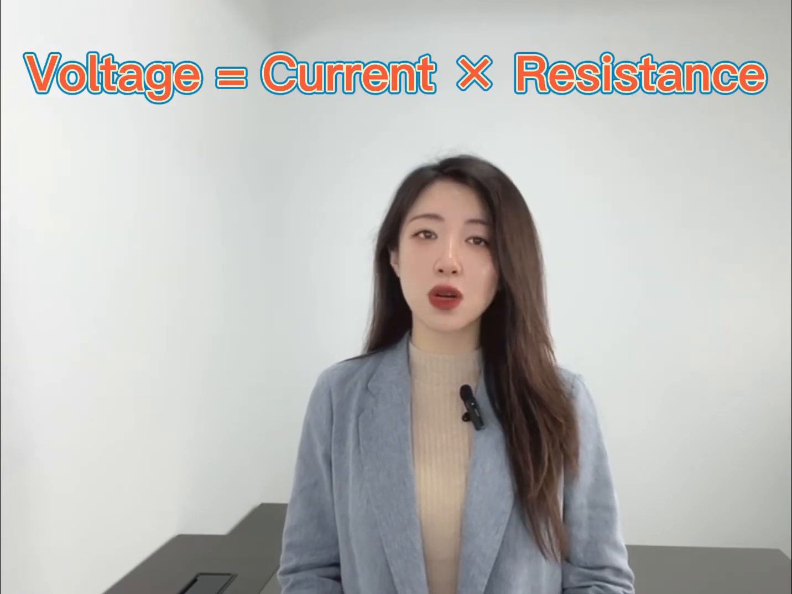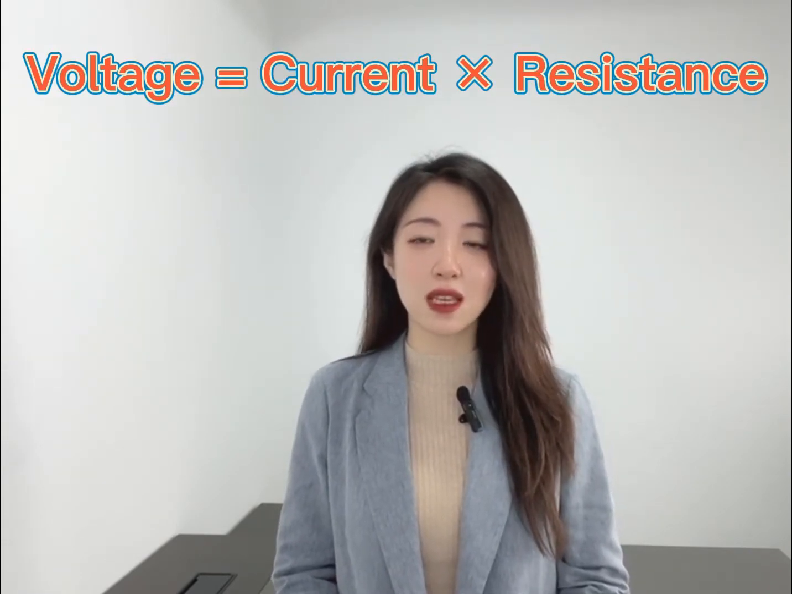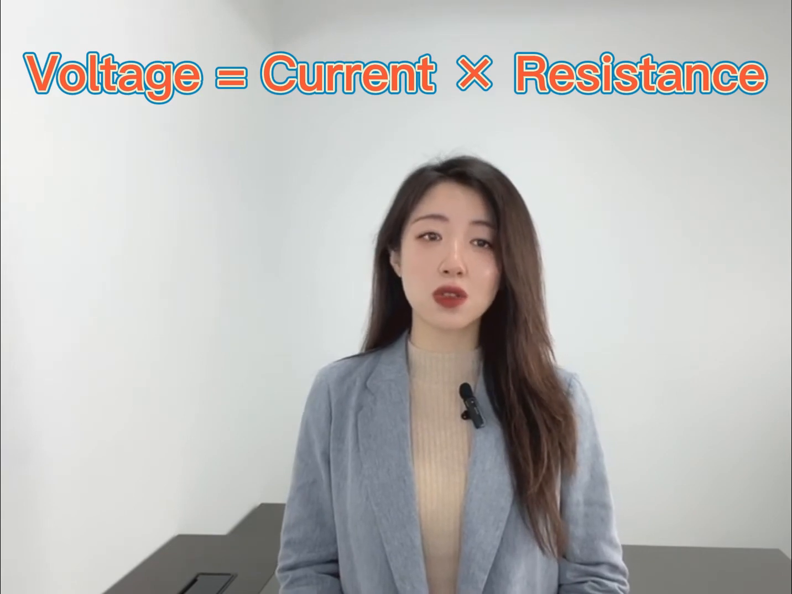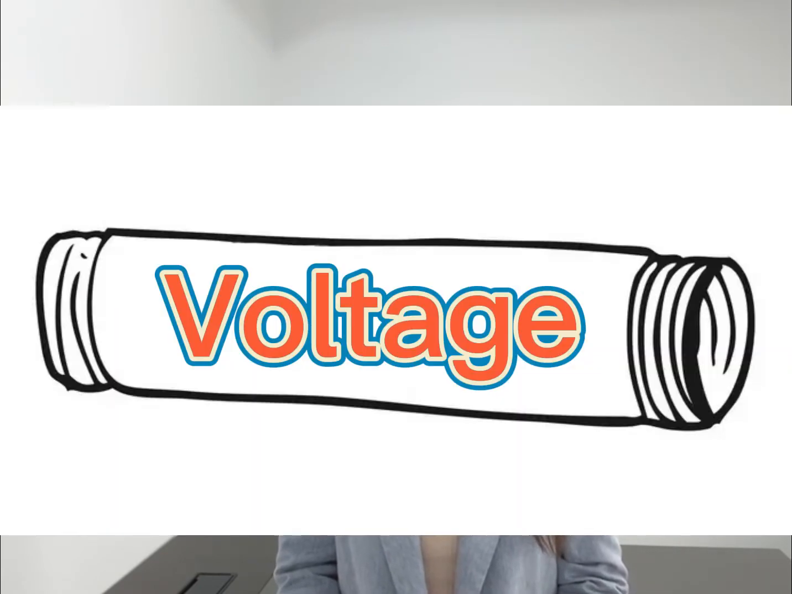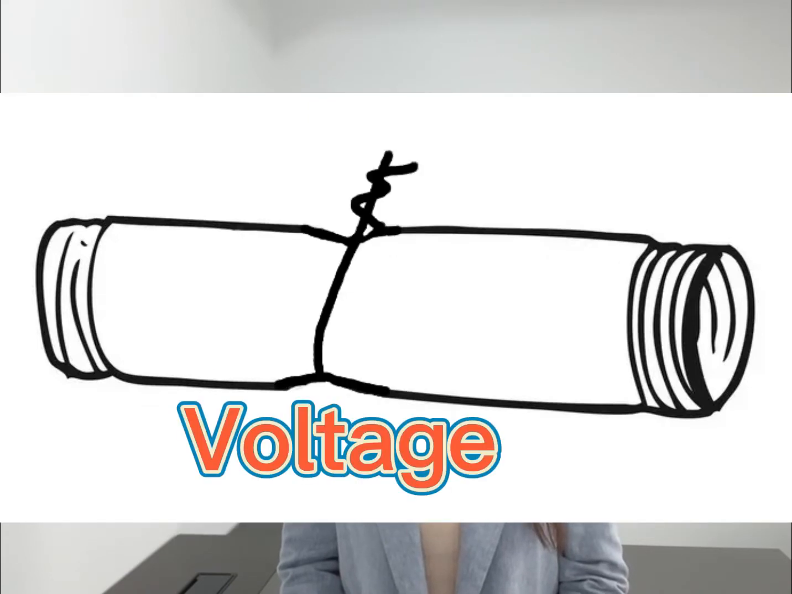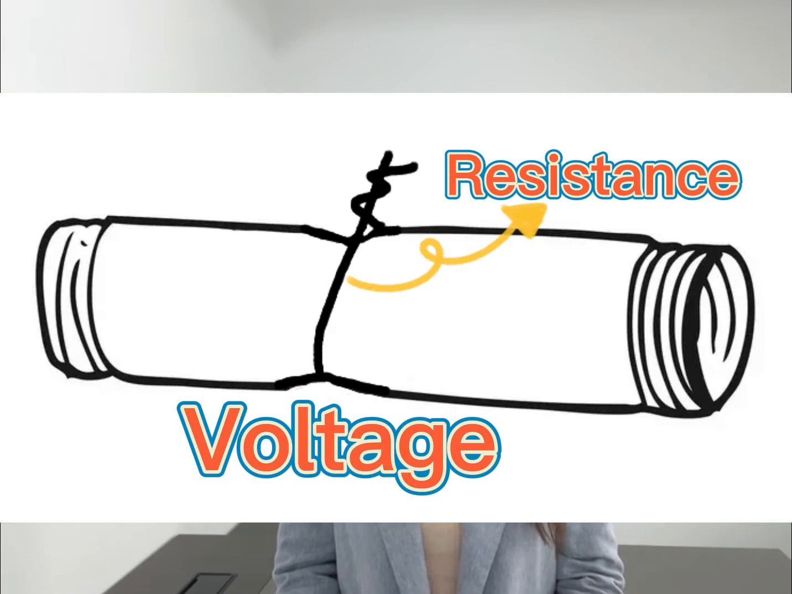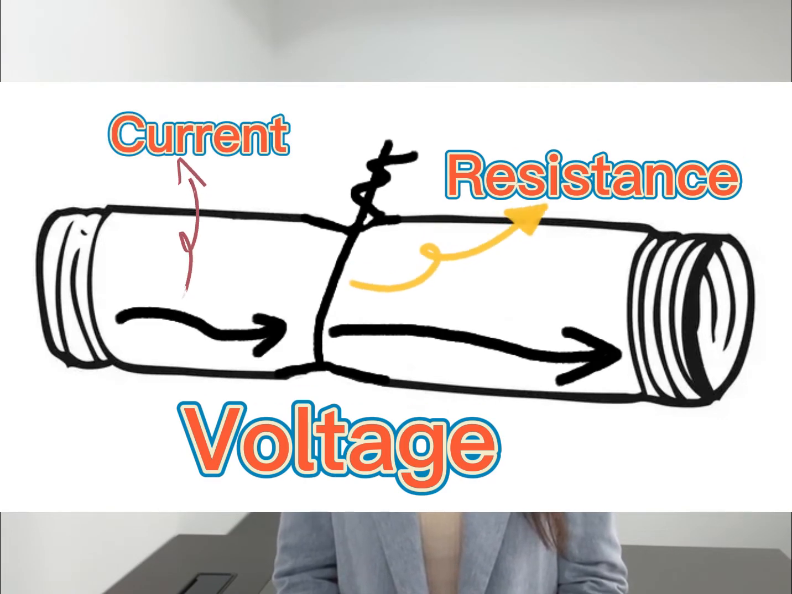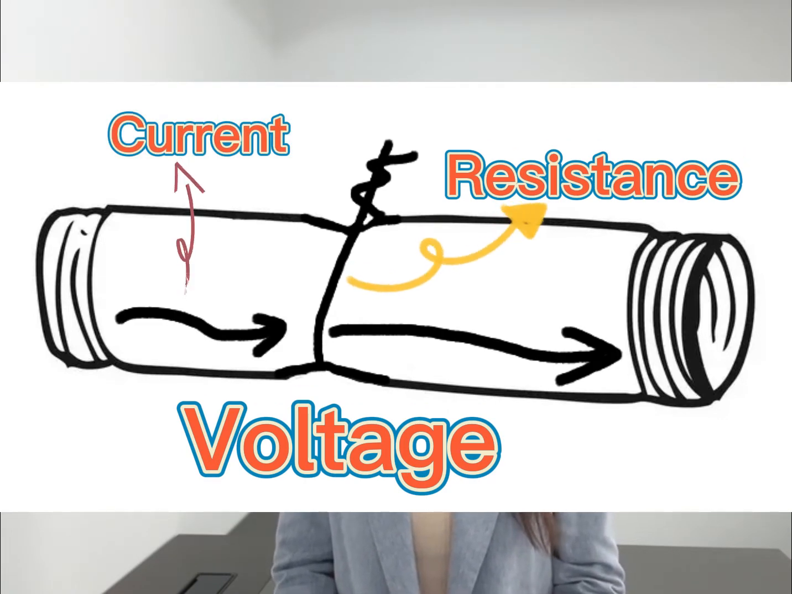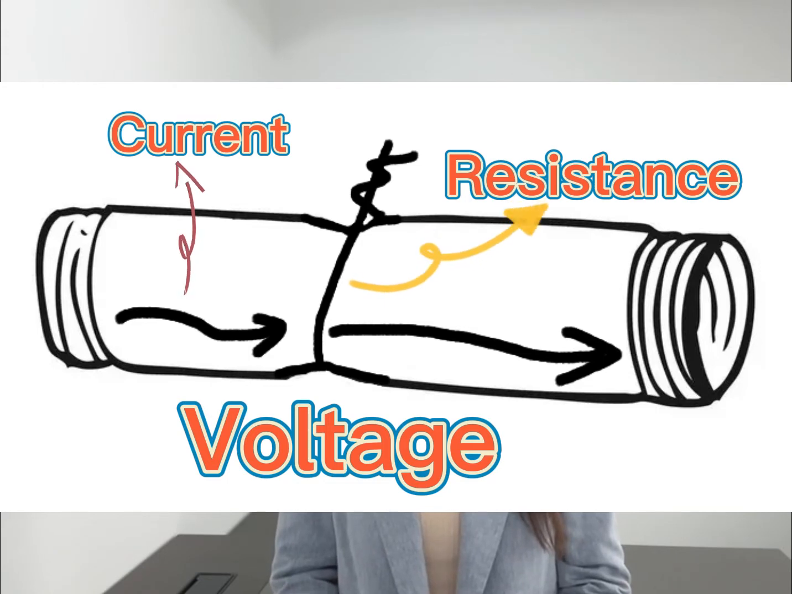Then, let's study the principle of voltage. Voltage is equal to current times resistance. Voltage is a channel container used to allow current to pass through, so it must be attached to the conductor. There is another thing in conductors, resistance. The resistance is like a rubber band which tightens the voltage container and prevents the current from passing through.